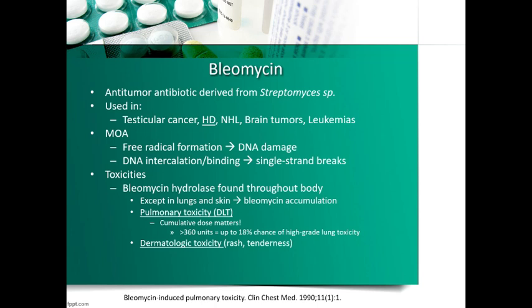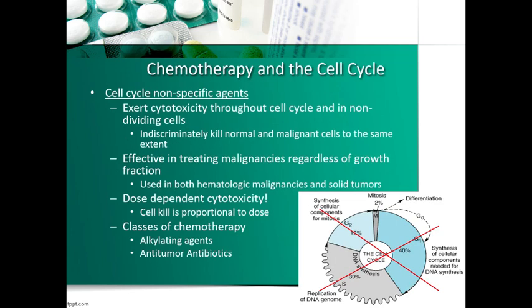Okay, so bleomycin has two noteworthy toxicities: pulmonary fibrosis, as well as cutaneous reactions. Both of these are because bleomycin hydrolase is not found in the lungs and it's not found in the skin, and so this drug tends to accumulate, causing free radical damage and ultimately resulting in pulmonary fibrosis or dermatologic toxicity. Okay, so that's our cell cycle specific agents.